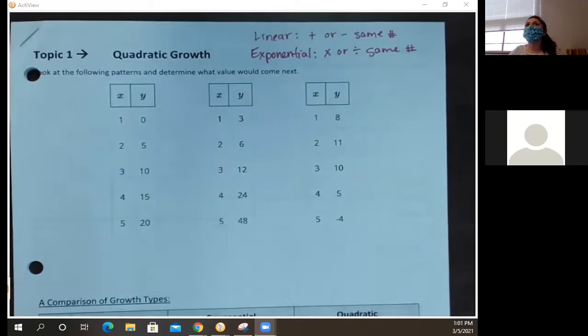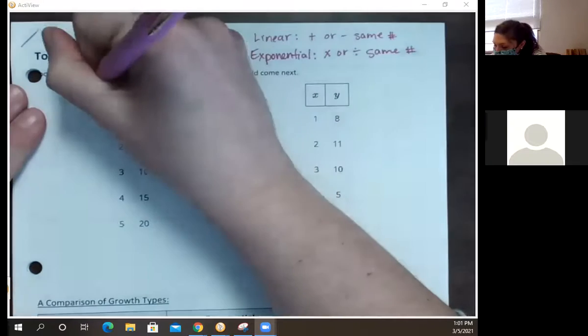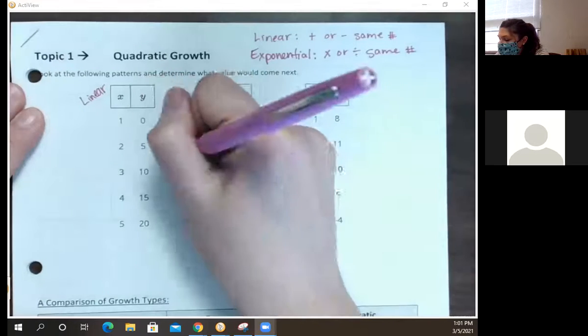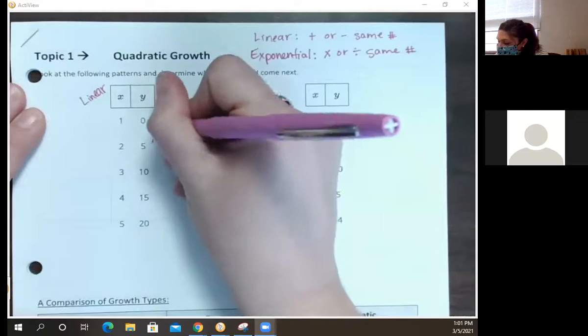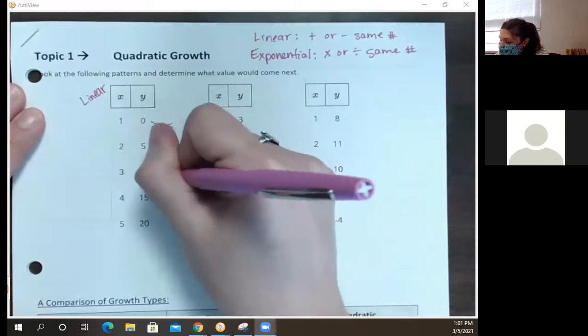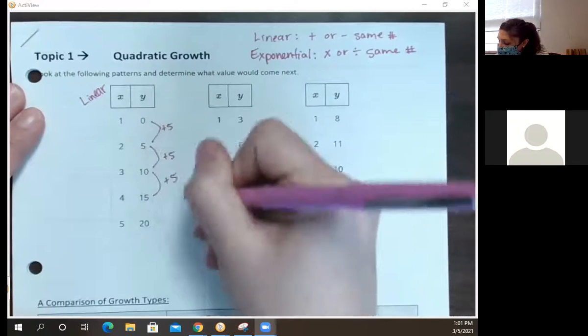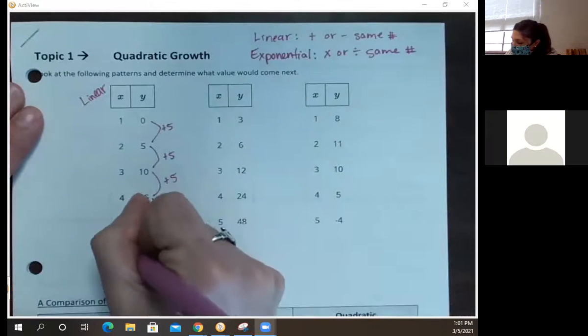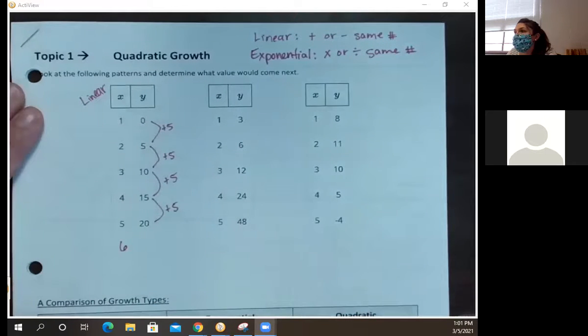Which of these are linear functions? The first one is a linear function. If I look at the y values, to get from 0 to 5, I have to add 5. To get from 5 to 10, I add 5. To get from 10 to 15, we add 5. We're adding 5 to that y value each time. So what would be our next term? 25.